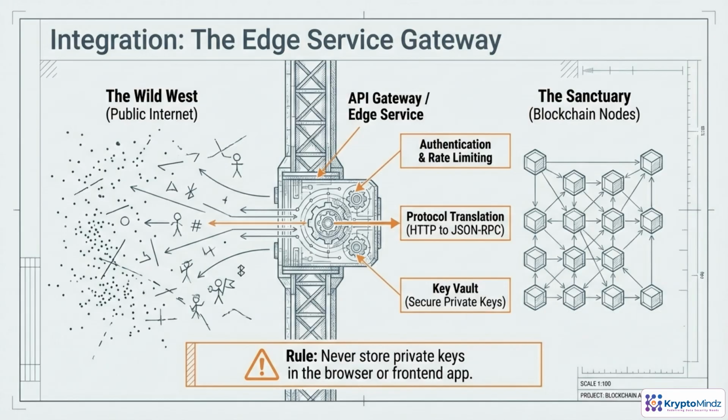First, it authenticates every request and applies rate limits so no one can spam or overwhelm the network. Next, it translates familiar web protocols into blockchain-specific calls, hiding low-level details from client apps. Finally, it integrates with a secure key vault. The golden rule: private keys live in hardened services, never inside browsers, mobile apps, or other exposed front ends.